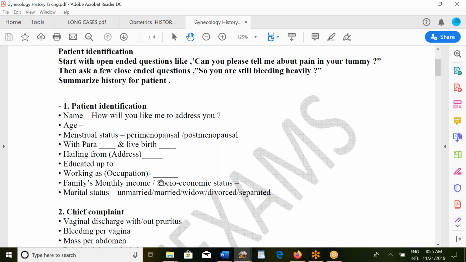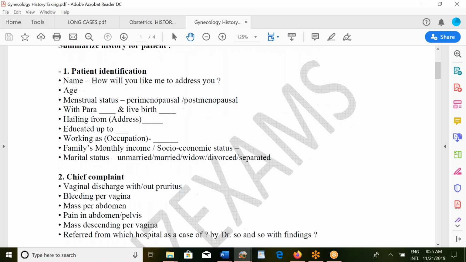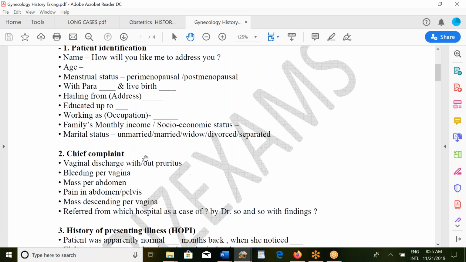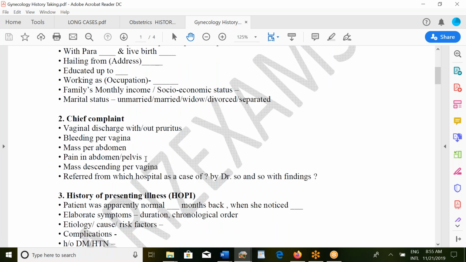Then you will ask, are you happy? Can you meet your expenses? What is the marital status, are you in a relationship? Who lives with you? Because whether she's married or unmarried is not our headache, it's who lives with you. Do you live alone? Chief complaint.